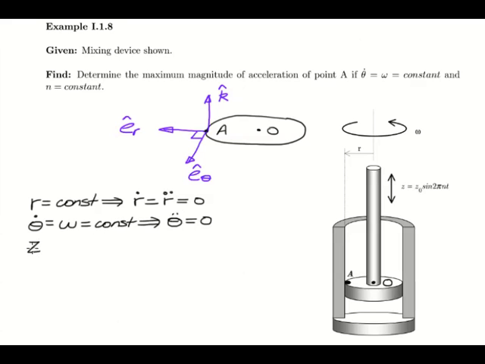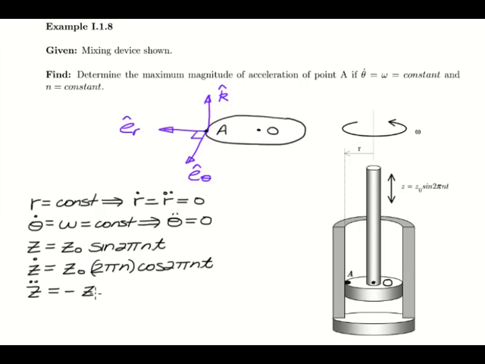And z, the height of the plunger, we know that it's this sinusoidal function in time, z naught times sine of 2 pi n t, where n is a constant. So when we take one time derivative of z, we get z naught times 2 pi n times cosine. One more time derivative of this gives us a minus sign in front. We have 2 pi n squared, and the sine comes from our cosine. It looks like I left off my z naught here.